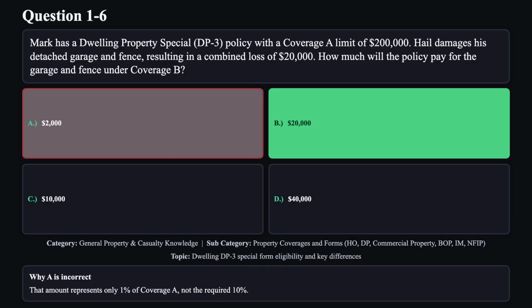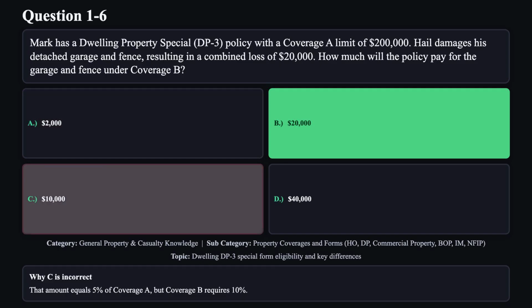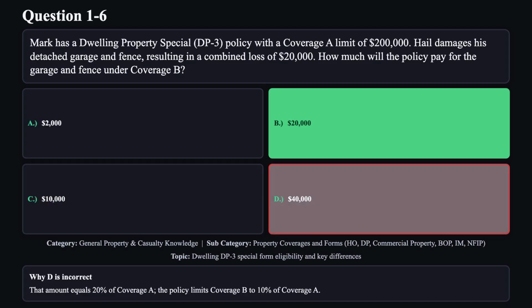Reason A is not correct. That amount represents only 1% of coverage A, not the required 10%. Reason C is not correct. That amount equals 5% of coverage A, but coverage B requires 10%. Reason D is not correct. That amount equals 20% of coverage A. The policy limits coverage B to 10% of coverage A.